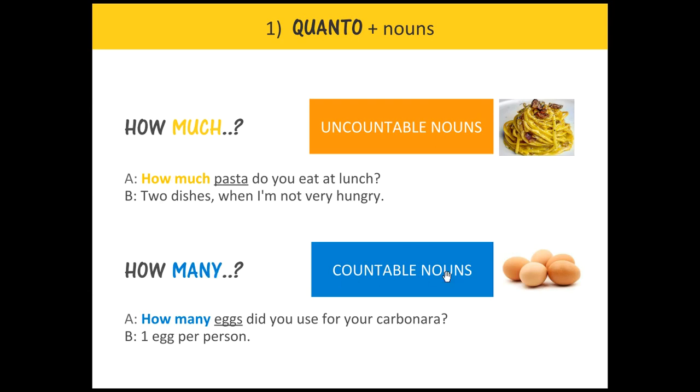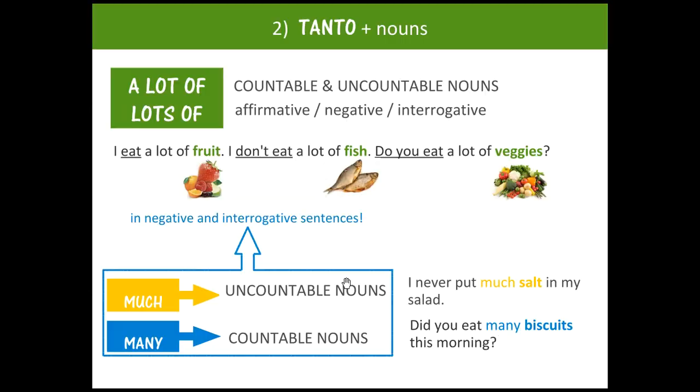How many? You use how many, of course, with countable nouns. For example, how many eggs did you use for your carbonara? One egg per person, a very light carbonara. Okay, so eggs is plural, so it's countable, and we use how many. Let's go on. Tanto. How do you say tanto or tanti, tante, tanta?